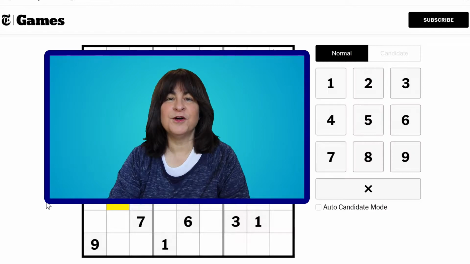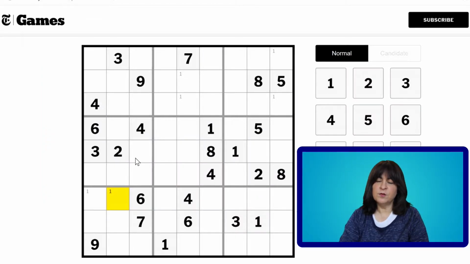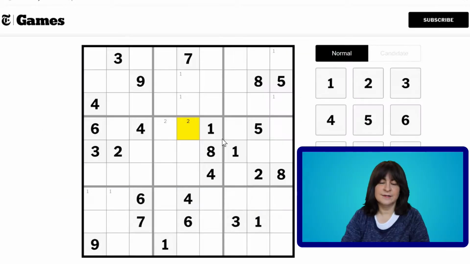All right, let's move on to the number 2. In this middle rank, we have a 2 here and here. That means the only place a 2 can go is either here or here. And looking around, I don't see any place else I can pencil in a 2, so let's move on to the number 3.